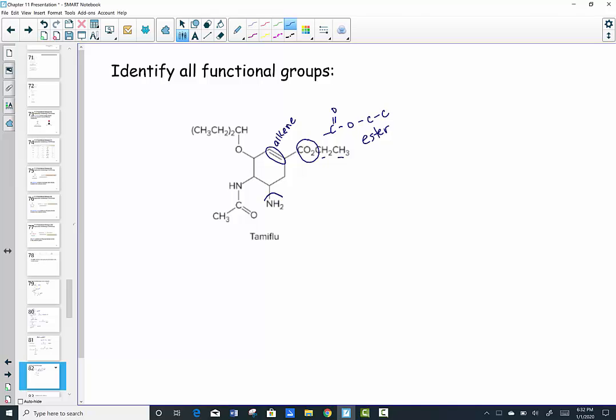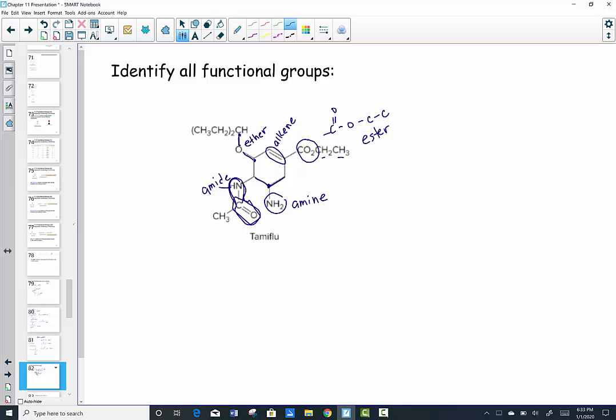Here we have a nitrogen coming back attached to a carbon that's attached to another carbon. So this is an amine. Here I have a carbonyl carbon directly attached to the nitrogen. So this entire functional group is known as an amide. And here I have an oxygen directly attached to 2 other carbons, and that makes this the ether.